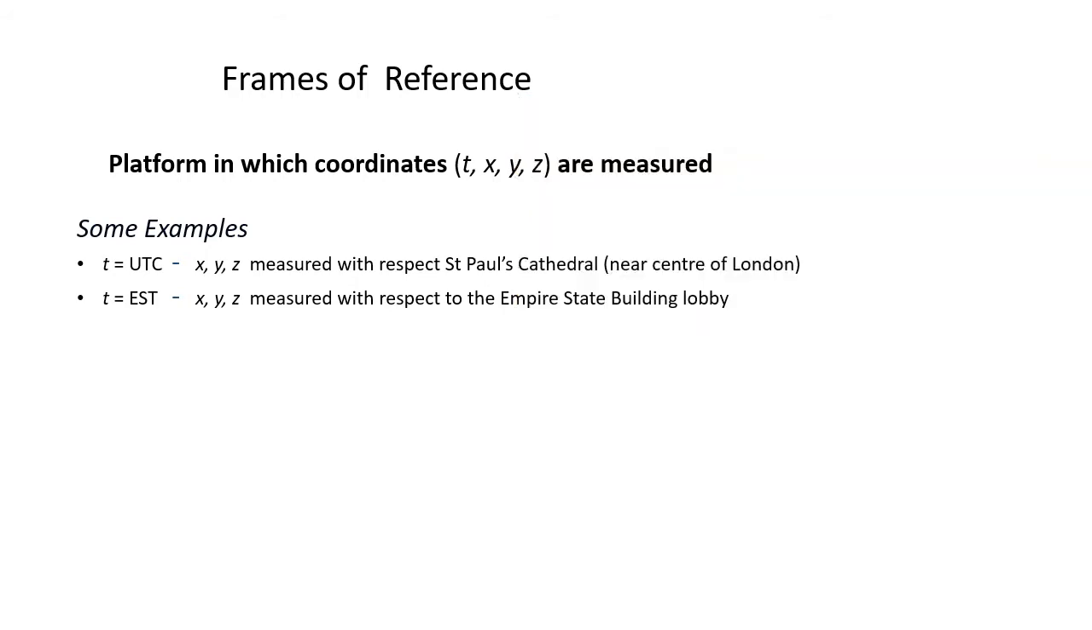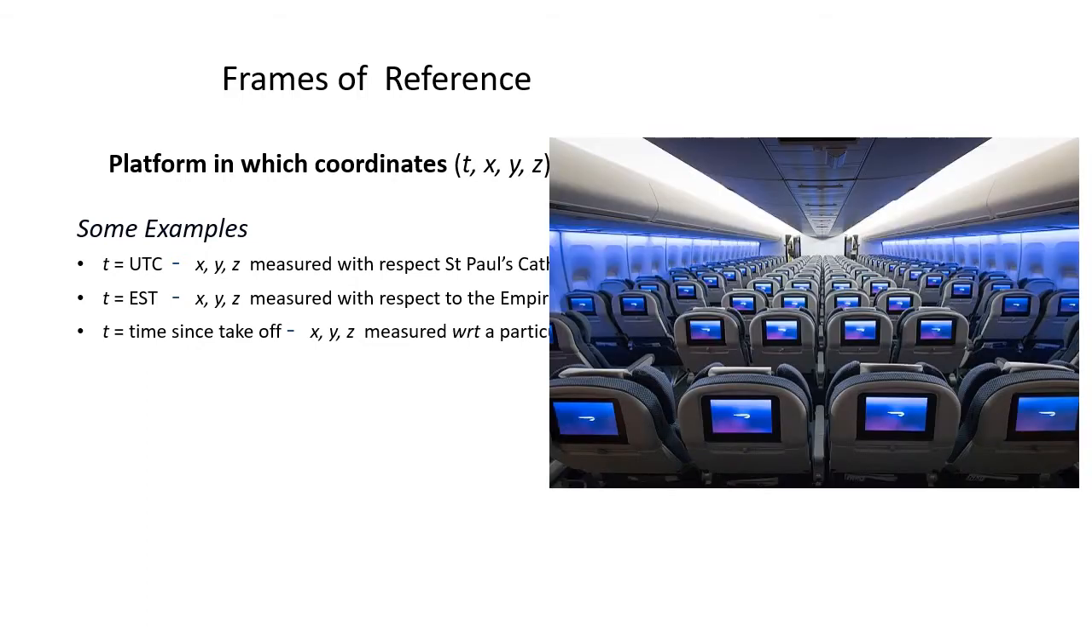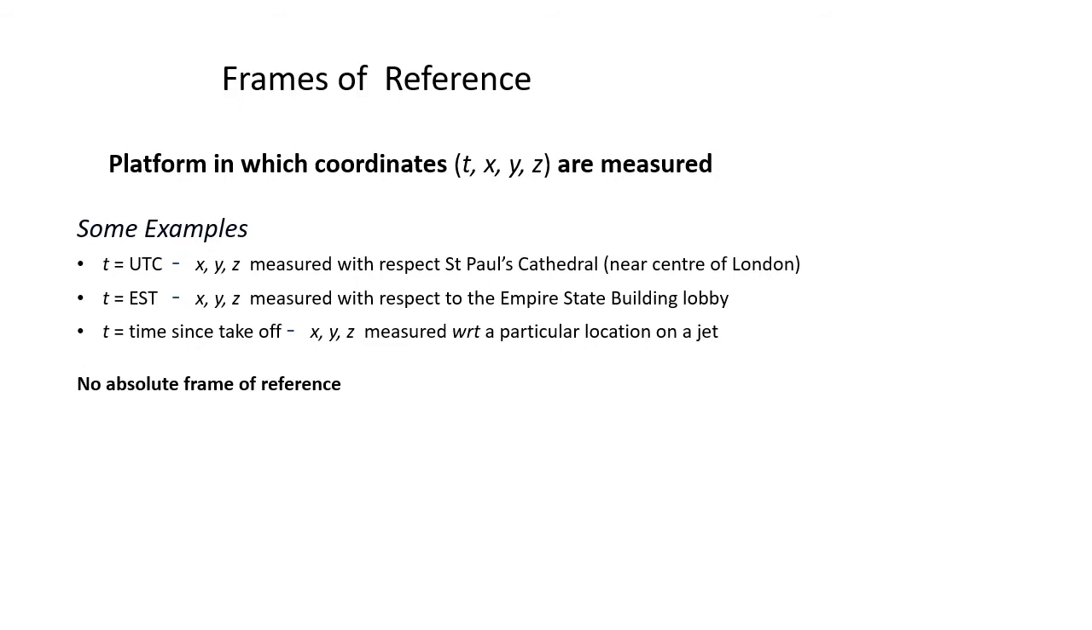And if we were measuring an event on a passenger jet plane in flight, we could use a time frame of the number of seconds since the takeoff and measure our spatial coordinates with respect to a particular location on the passenger jet, perhaps the front. It's key to say here there is no absolute frame of reference. We could use the centre of the sun or even the centre of the galaxy, but that is not an absolute reference frame. It's just another frame of reference.